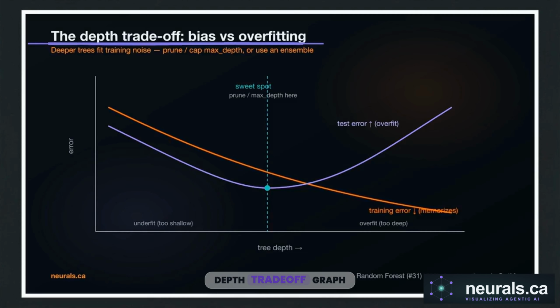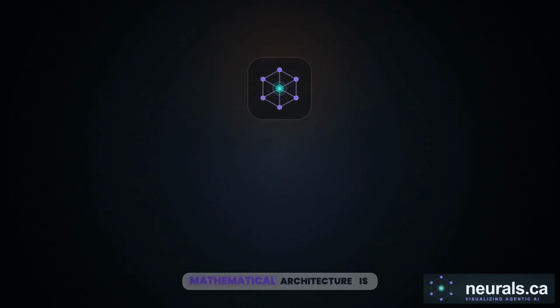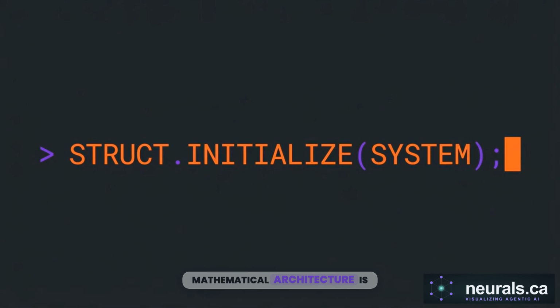On this depth trade-off graph, when a tree grows too deep, it memorizes training noise rather than actual patterns. To work in the real world, it must be pruned back to a safe maximum depth. The decision tree provides a transparent structure that asks informative questions until uncertainty is conquered. Next, we'll see how this entire mathematical architecture is executed with a single line of code.